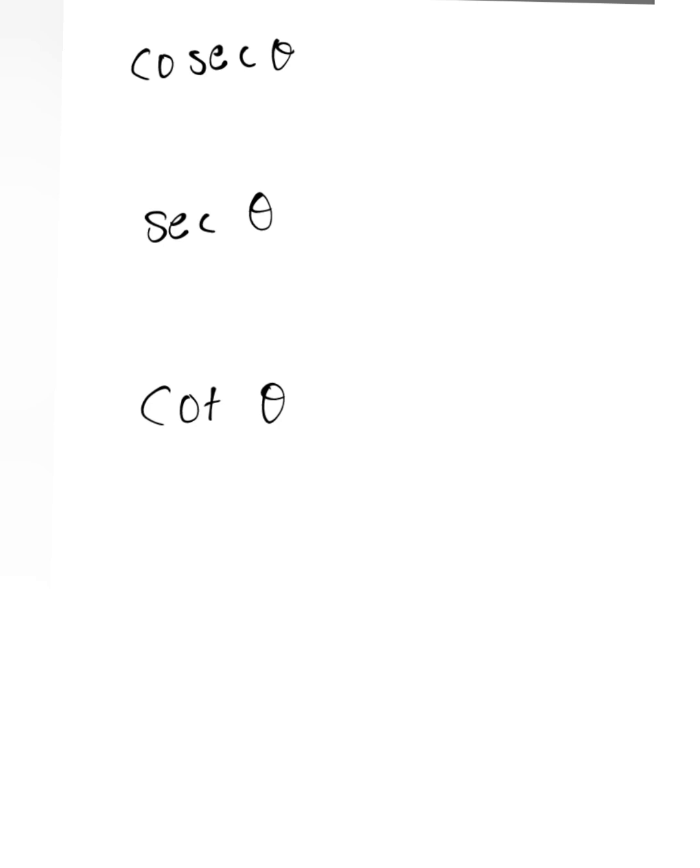Yes, there is a way we can easily identify them, and it lies in the third letter of each of them. For example, the third letter here is S, the third letter here is C, and the third letter here is T. And this is how it works. Cosec theta is the inverse of the trigonometric function that begins with S, which is sine. Hence, cosec theta is 1 over sine theta.